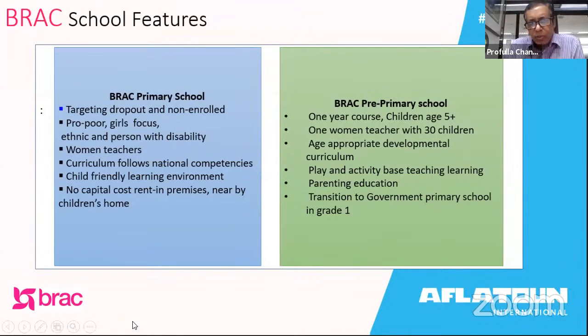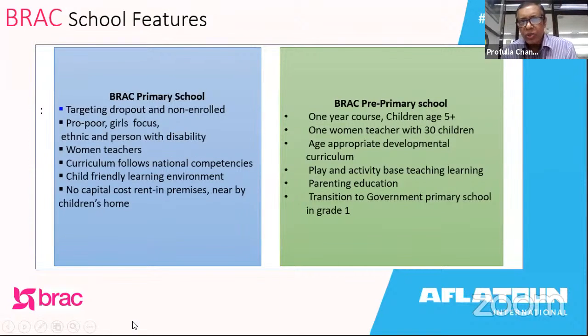A little bit about the features of BRAC primary school and BRAC pre-primary school, because this is how we scale up Aflatoun within these interventions. In BRAC primary school, we always target dropout and non-enrolled children from very poor and disadvantaged families, focusing on girls, ethnic minorities, and persons with disability, and on remote areas of Bangladesh. We always recruit women teachers. For the curriculum, we follow the national competencies. We create a child-friendly environment in the classroom. We have no capital cost because we rent the premises, and the schoolhouse is near the children's homes.